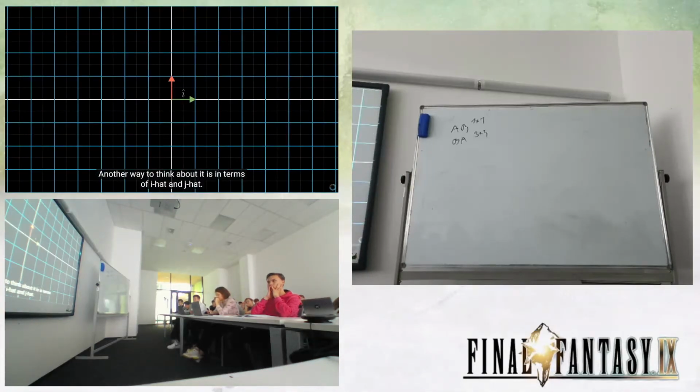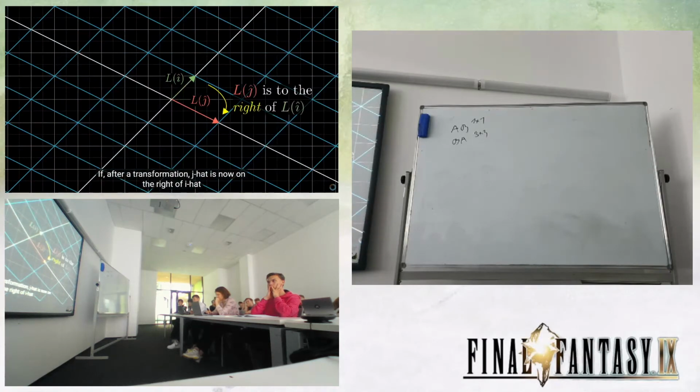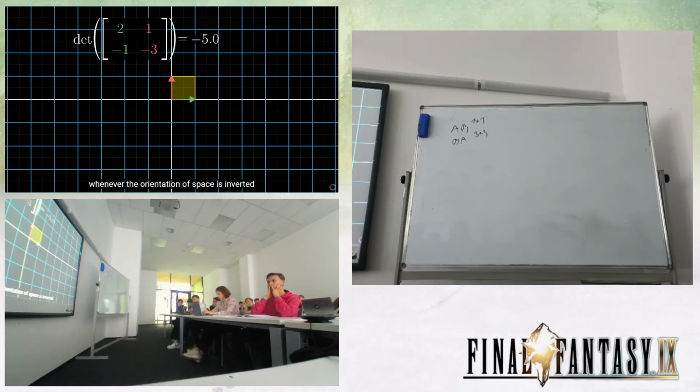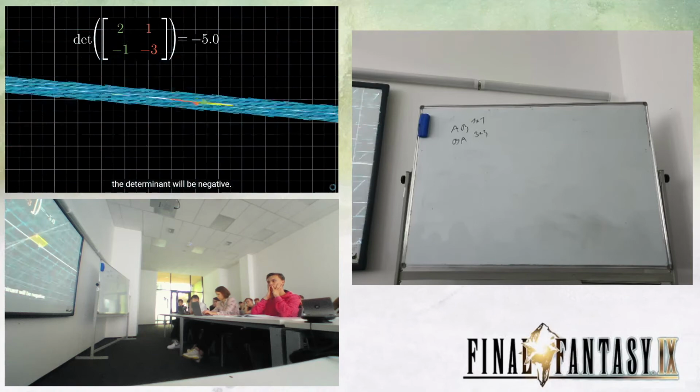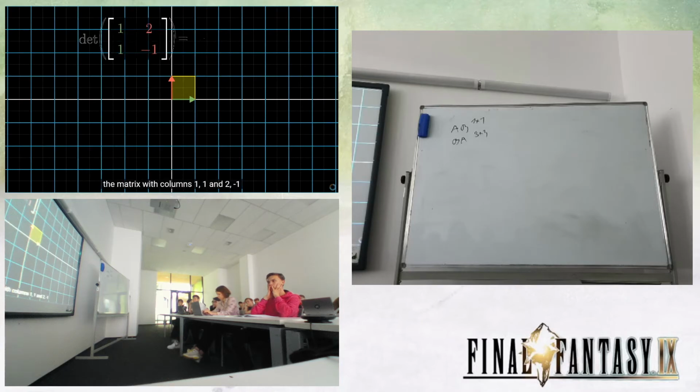Another way to think about it is in terms of i hat and j hat. Notice that in their starting positions, j hat is to the left of i hat. If, after a transformation, j hat is now on the right of i hat, the orientation of space has been inverted. Whenever this happens, whenever the orientation of space is inverted, the determinant will be negative. The absolute value of the determinant, though, still tells you the factor by which areas have been scaled. For example, the matrix with columns 1, 1, and 2, -1 encodes a transformation that has determinant, I'll just tell you, -3.